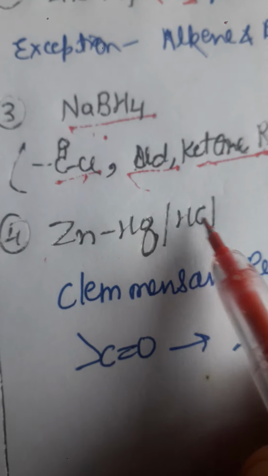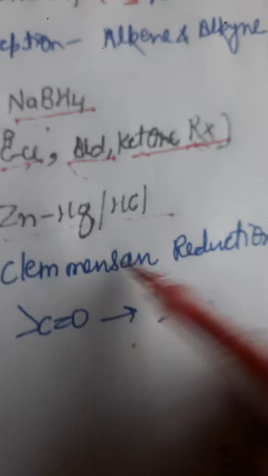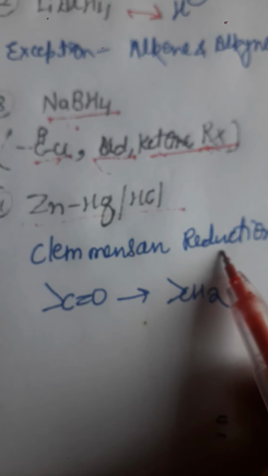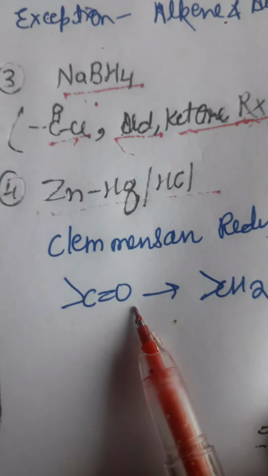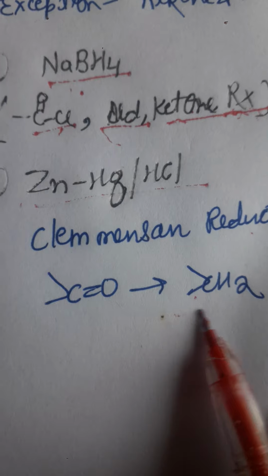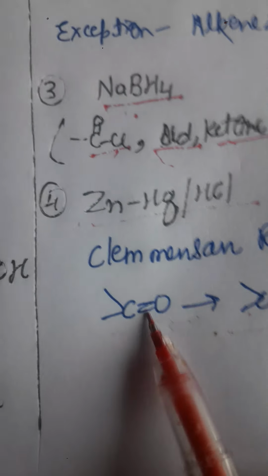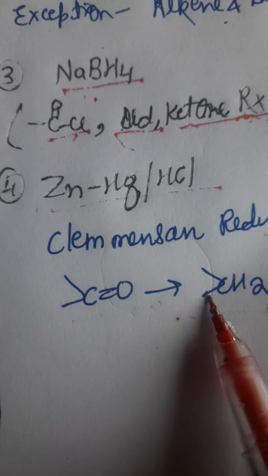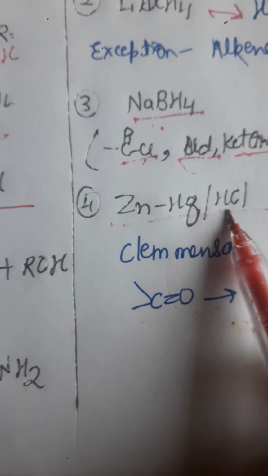The fourth reducing agent is zinc amalgam in HCl solvent. Mainly this type of reducing agent is mostly used in the Clemmensen reduction reaction. Clemmensen reduction means the ketone molecule is directly reduced into the alkane molecule in the presence of this type of reducing agent.